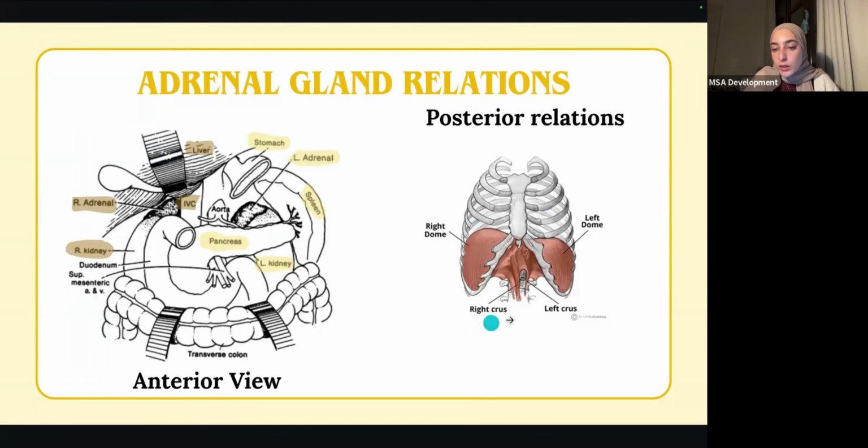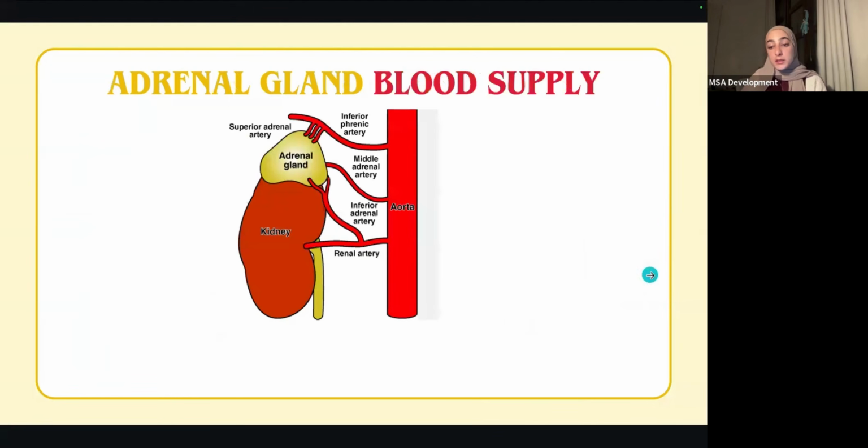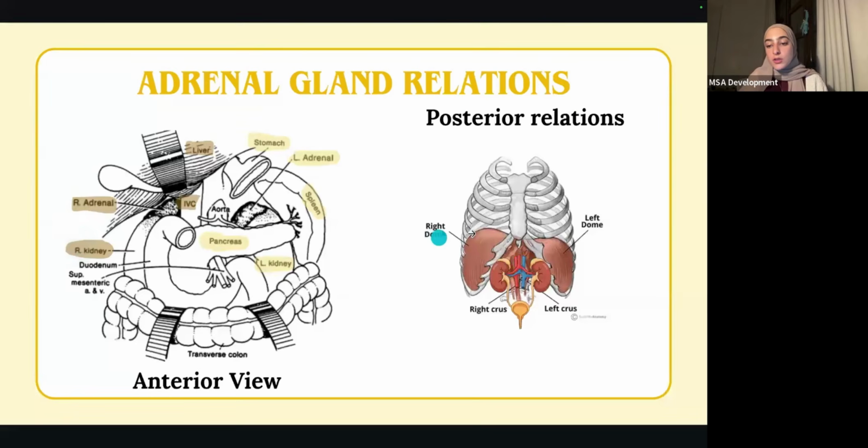This is the right crus of the diaphragm. This is the left crus. This is what lies posterior to the adrenal glands. This is the kidney. It lies right here, and there are a lot of structures on top of it: pancreas, spleen, and so on, being at the back. Anterior to it, we talked about. What's behind the kidney? It's the right and left crus of the diaphragm. The right is for the right, and the left is for the left, obviously. Those are the relations you have to know.